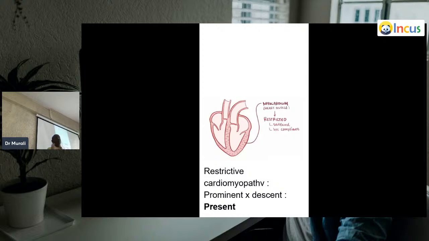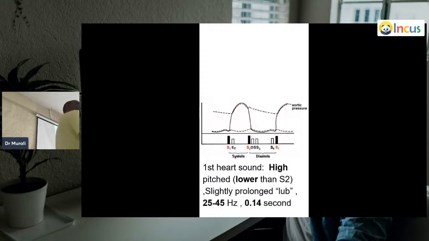Restrictive cardiomyopathy. So, in restrictive cardiomyopathy also, when the X descent is starting, because of the surrounding restrictive myocardium, the pressure is at a very high point in the atrium. Because of that, the X descent is prominent. That is the story of JVP. Now comes heart sounds.